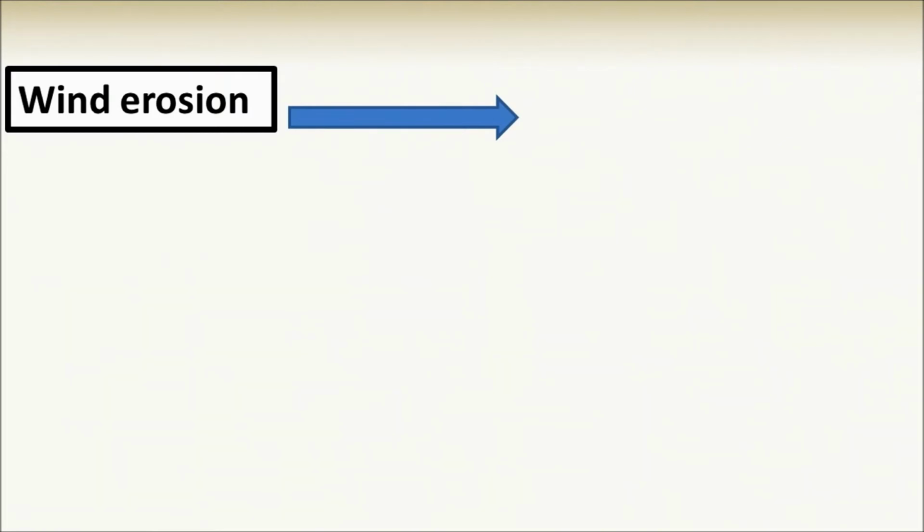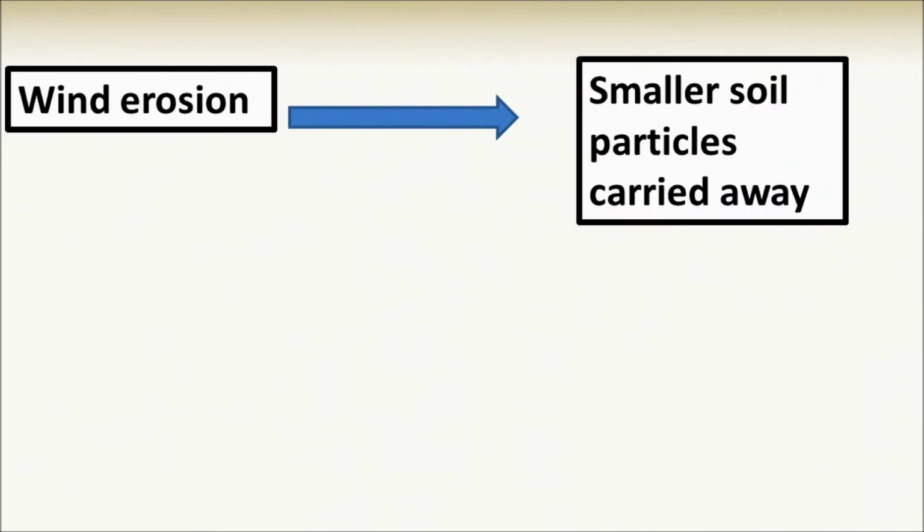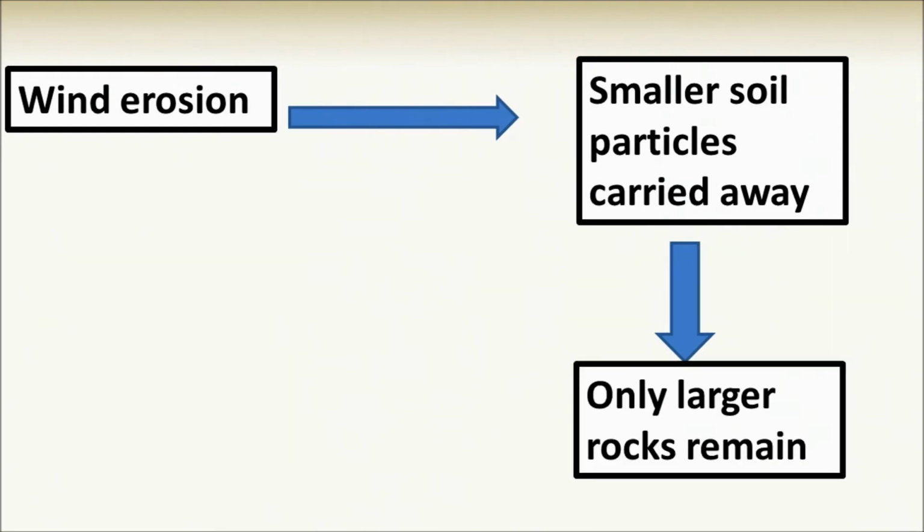So anytime you see a dust storm, that's wind erosion. Now, what happens is wind preferentially picks up smaller soil particles. It's easy for wind to pick them up. It's not very heavy. They just fly away. But if wind picks up smaller particles first and carries them away, you're going to be left with only larger rocks, as you saw in the previous picture.